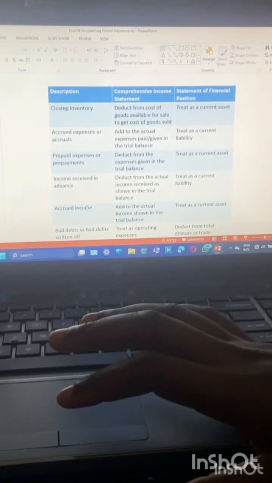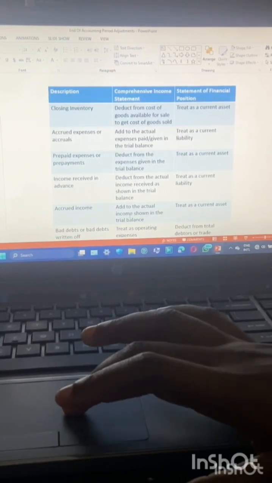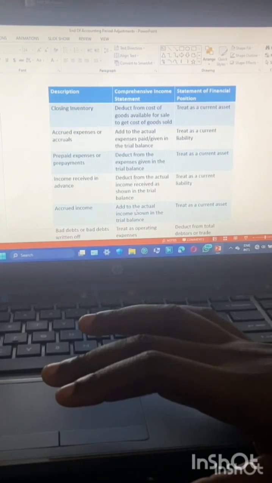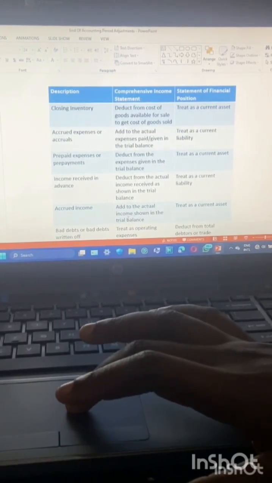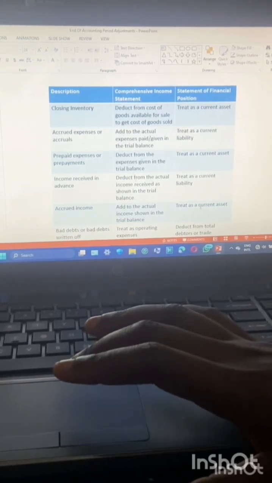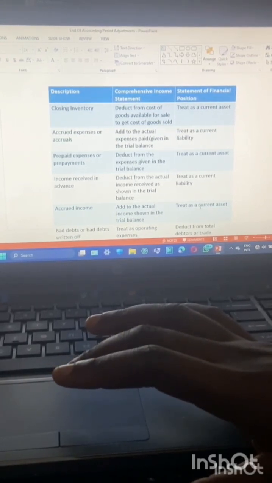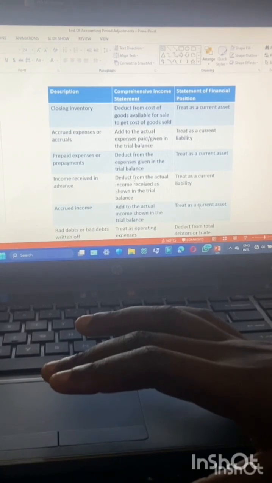That is, that money is supposed to be paid that year because you rendered that service that year, right. So we are going to be assuming, now this is what we call the accrual basis, right. So we are going to be recognizing this income even though we have not yet received it. We'll be adding it to the actual income shown in the trial balance, and then we'll be treating it as a current asset in our statement of financial position. So every amount that is due to the business, which although it's not yet paid, is due to us, we're treating it as a current asset, all right.